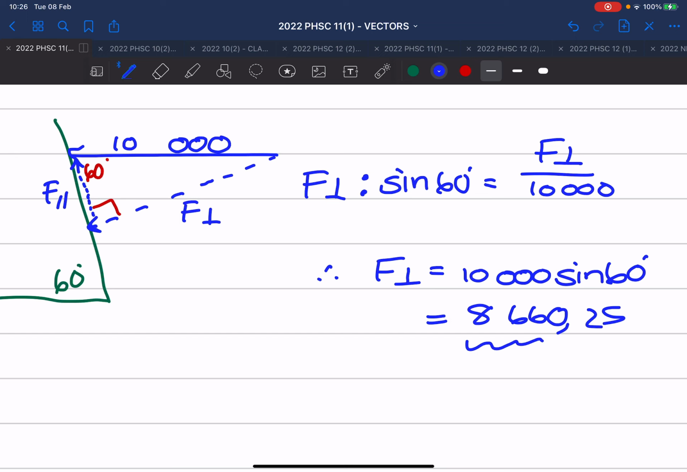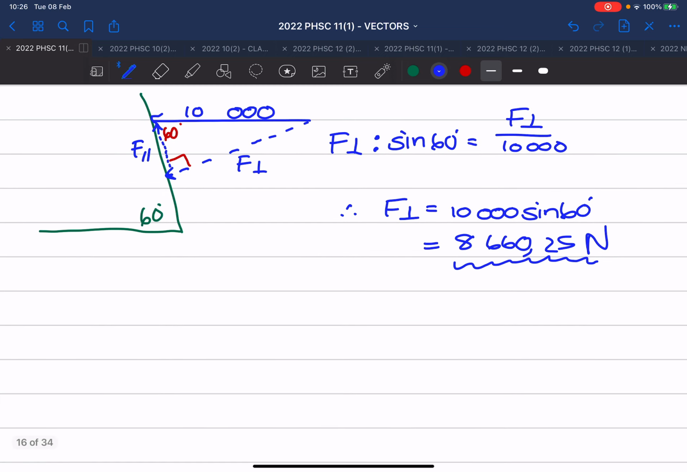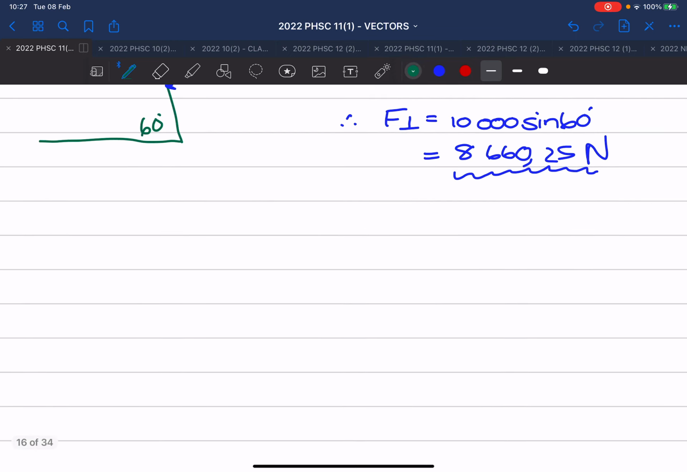And the unit? Newtons. Okay, so that is the force when it's at 60 degrees. Now I'm going to draw the window when it's at 45 degrees.